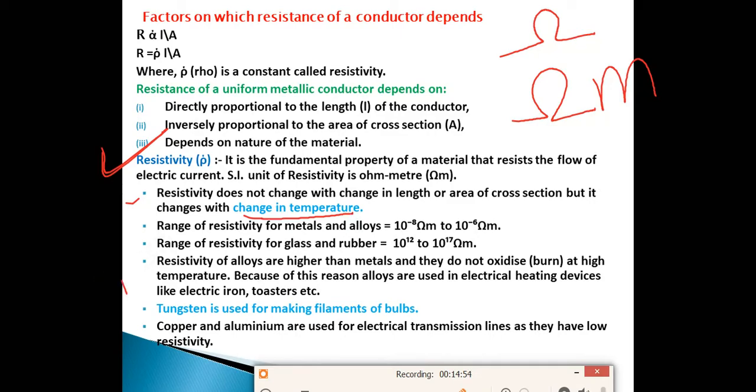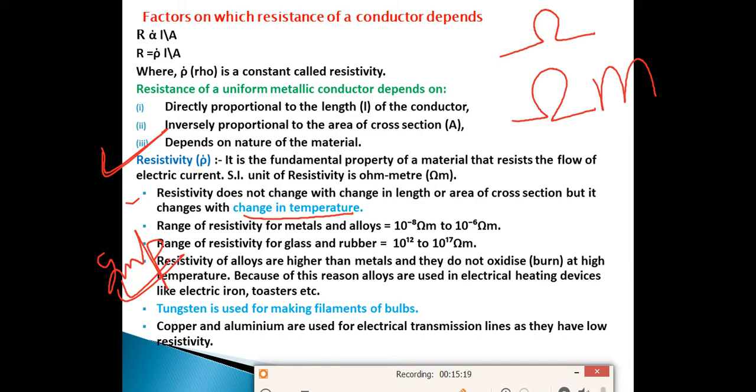So from here, one reasoning question you can get: why are alloys used in heating devices like electric iron, toasters, etc.? What is the answer you have to write? Resistivity of alloys is higher as compared to metals and they will not oxidize or burn at higher temperature. Because alloys cannot burn at higher temperature, they are used in heating devices like electric iron, toasters, etc.